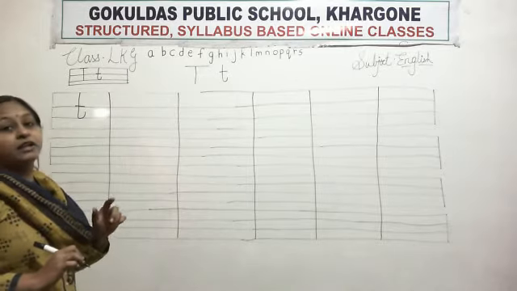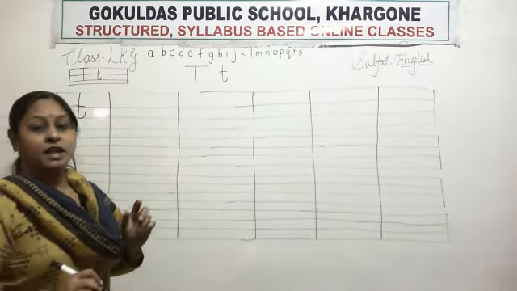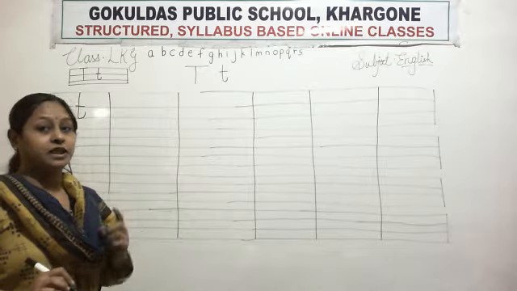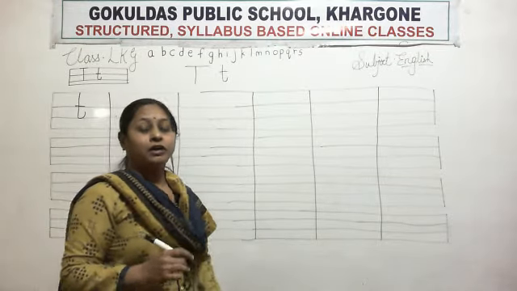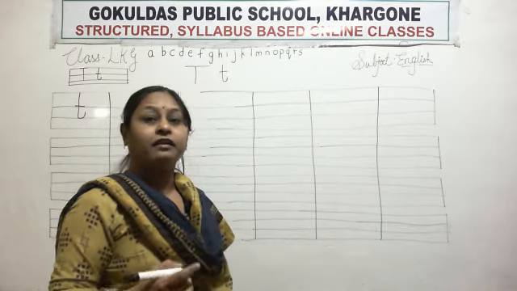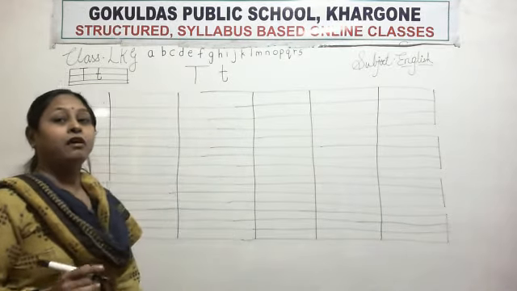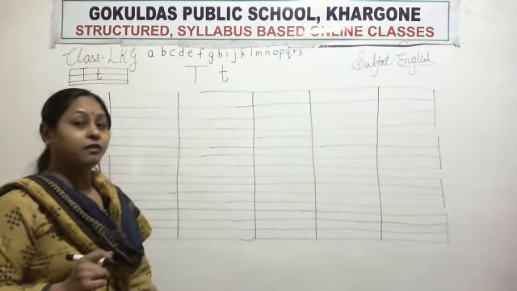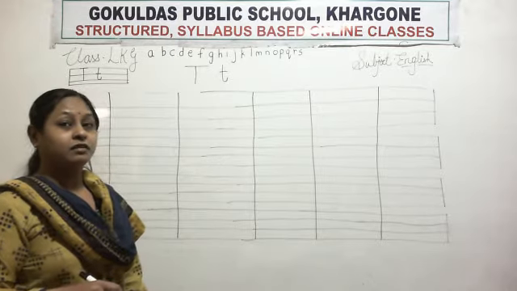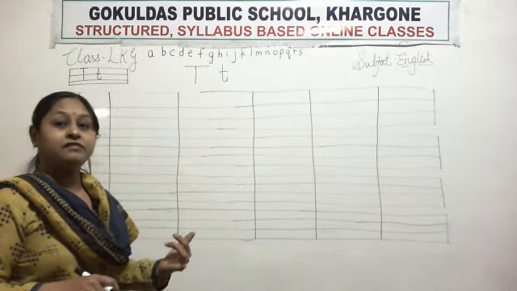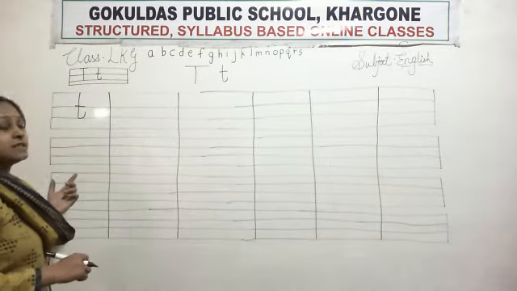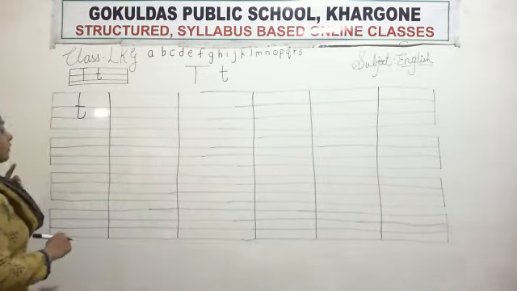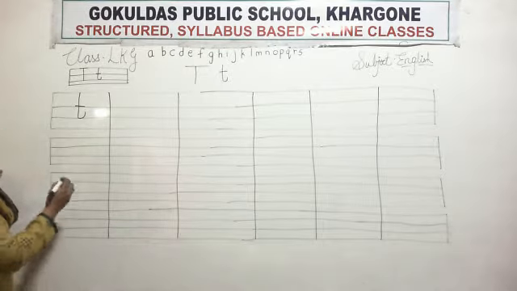So start writing in your notebook, and you have to say and write. T for tiger, t for teacher, t for television, telephone. And the sound of t is t.